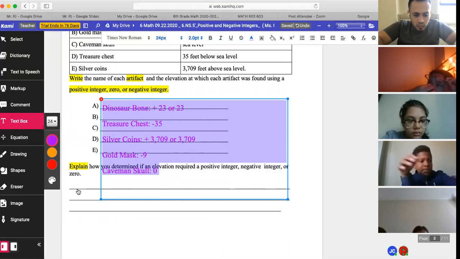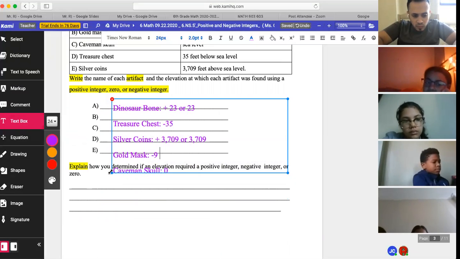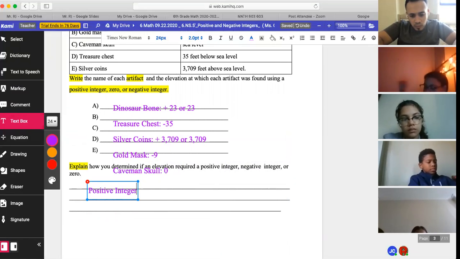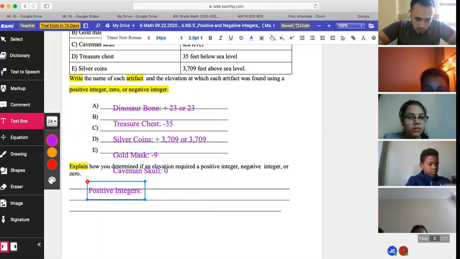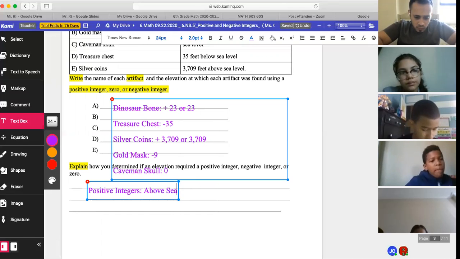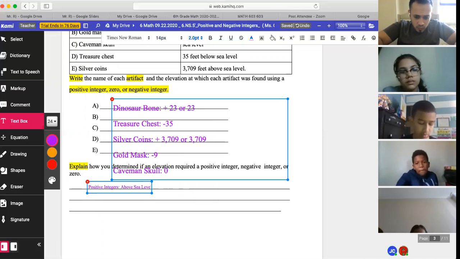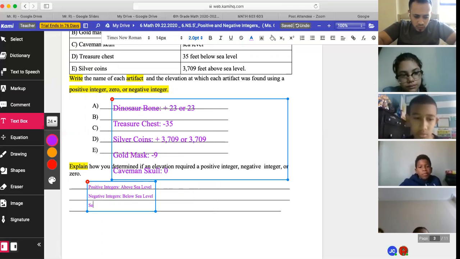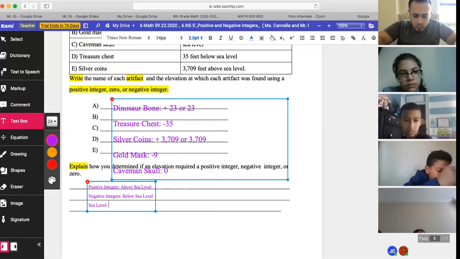All right, now you have to explain how you know when something is positive, when something is negative, and when something is zero. If you remember from the other day, we said that when something is a positive integer, there's a key word there. Positive integers are what key word, Miss Rodriguez? Above. Above what? Sea level. Excellent. You're going to finish this off because I have faith in you. Negative integers. Help me out. Below sea level. Below sea level. And we have sea level is what number, dear? 0. Excellent.